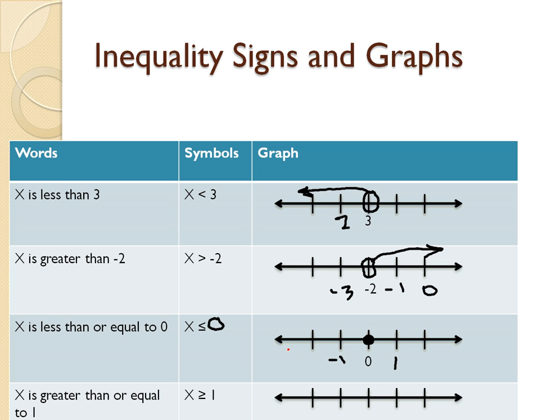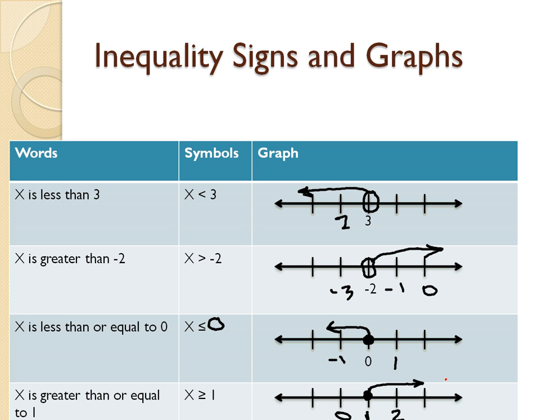Since x is less than or equal to 0, we will draw our arrow to the left towards the negative numbers. For the last example here, x is greater than or equal to 1. We will draw a closed circle on the number 1. And I will fill in the arrow to the direction of x being greater than 1. So all the numbers that are greater than 1 is the direction our arrow goes.